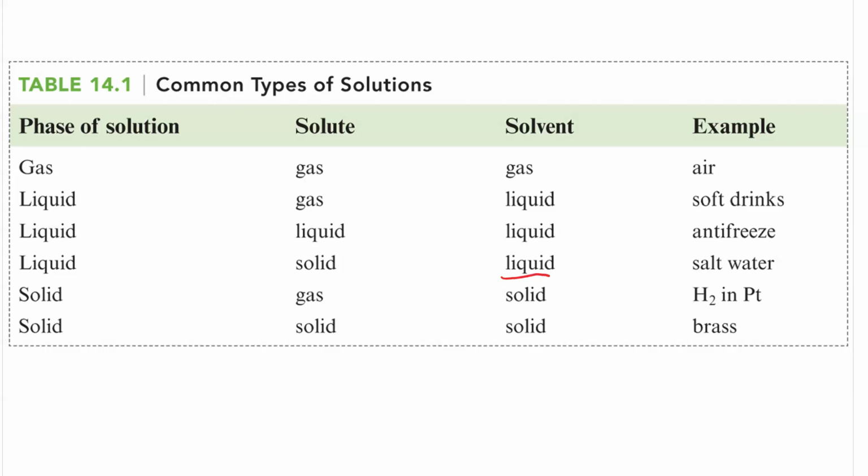Or vodka. You take a liquid like ethanol and you dissolve it in water. If you take a solid like sodium chloride and you dissolve it in a liquid like water, you get a liquid solution. Salt water. You can take a gas and dissolve it in a solid. You can even have solid solutions. A solid solute in a solid solvent gives you a solid solution. Examples of this are brass and other metal alloys.